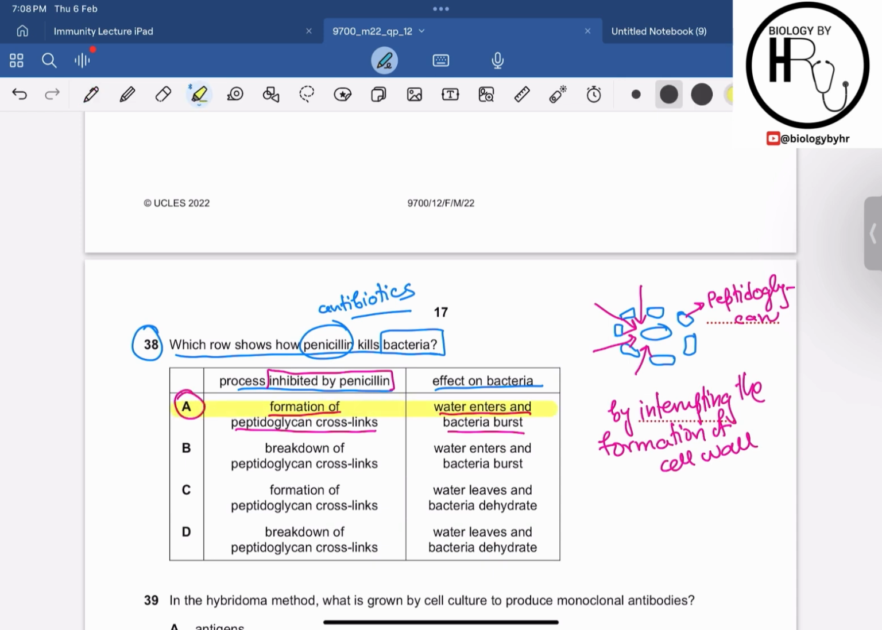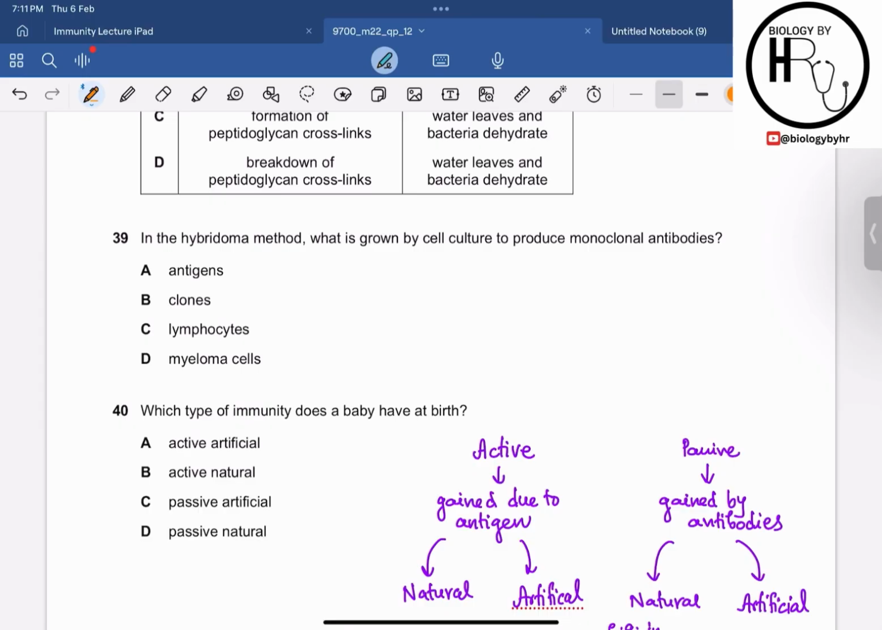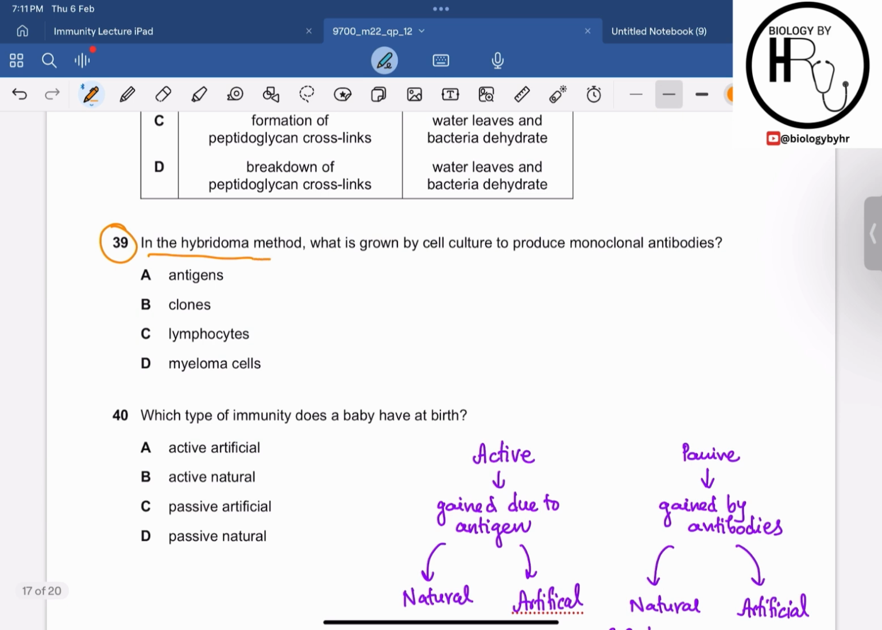I hope that this MCQ is clear to all of you. Now in question 39 they are saying that in the hybridoma method, what is grown by the cell culture to produce the monoclonal antibodies.